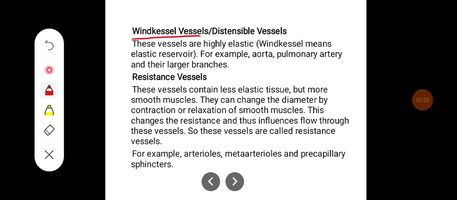Windkessel vessels, that is, distensible vessels. These vessels are highly elastic. Windkessel means elastic reservoir. For example, aorta, pulmonary artery, and their larger branches.